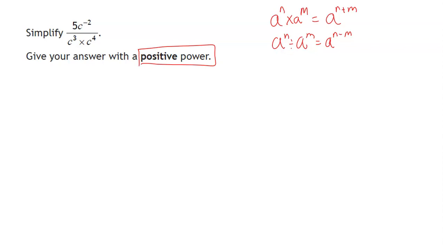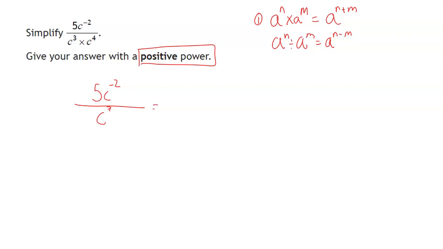So top, nothing needs to happen to there. It's already in its simplest form. Excellent. Bottom, c cubed times c to the power of 4. Well, if we use rule 1 there, when we multiply the two of them together, they've got the same base. Great, we're on a good start. We add the powers, ends up giving me c to the 7.